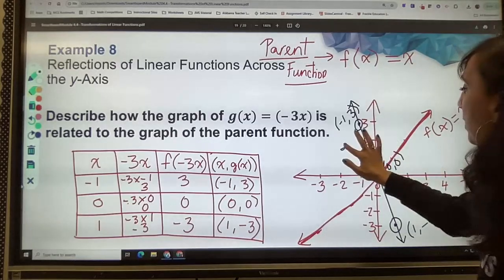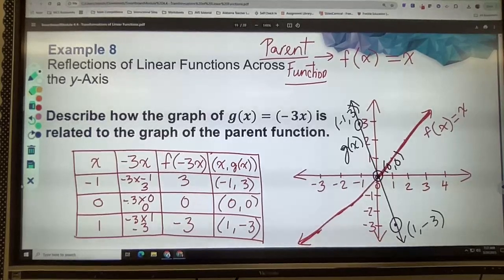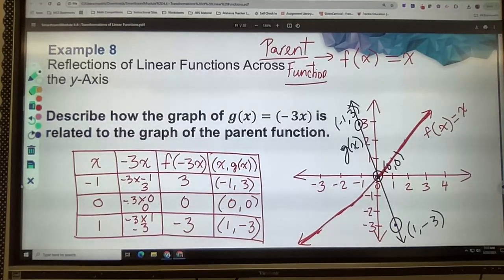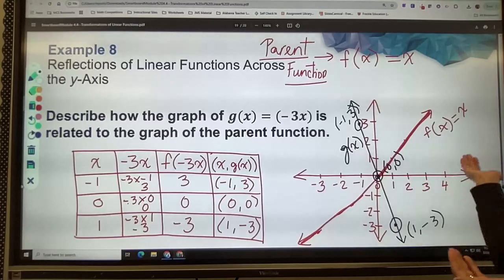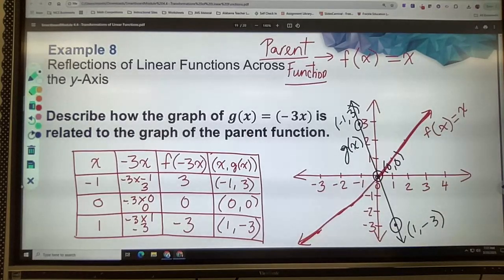Okay, and this is my g of x graph. The graph of f of x is equal to x is horizontally compressed, and the negative is not grouped with x. So the graph is also reflected across the y-axis. And the graph of g of x is equal to negative 3x is the graph of the parent function, horizontally compressed and reflected across the y-axis. Okay, so it is horizontally compressed and reflected across the y-axis.